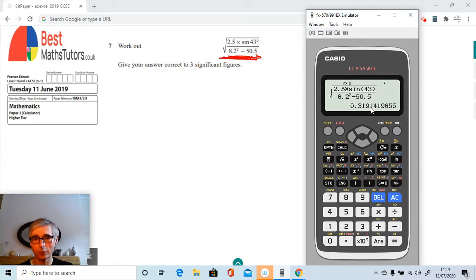If the 1 had been a 5 or more, we would have added a 1 onto that 9, and it would have become a 10, and then we would have had to make it 0.320. But as it is, the 9 is going to stay as it is. So it's 0.319. So just write that down here.